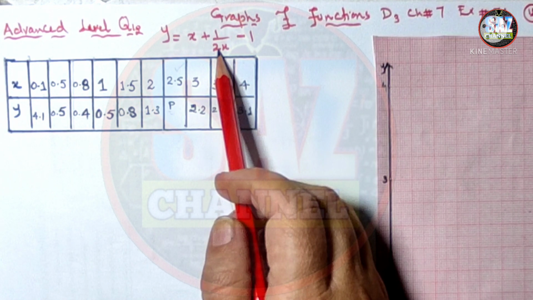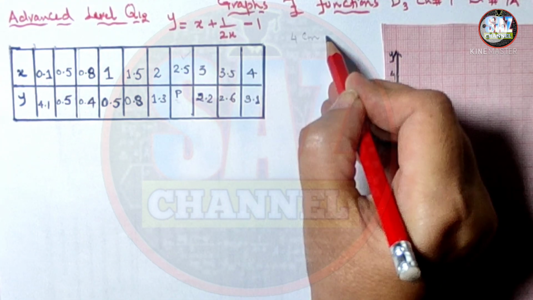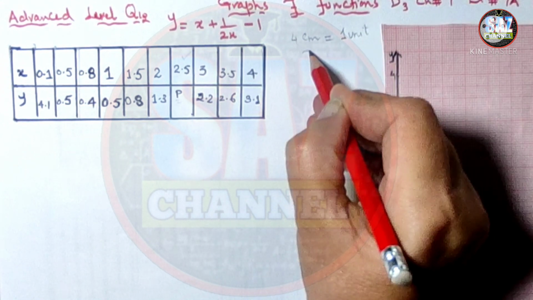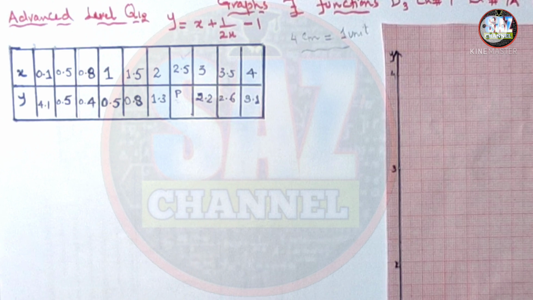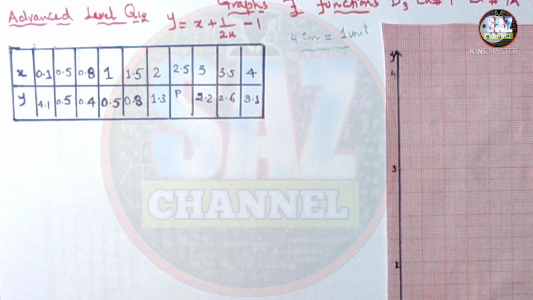The next part says, using the scale 4 centimeters to represent 1 unit on both axes. So 4 centimeters equals 1 unit for both axes. It's important to follow the instructions for the scale and understand it, because we have to locate the decimal positions as well. Some of my students find it difficult to locate the position for 0.5 and 0.8. So watch the lesson carefully and don't miss any part, because during the class I will be teaching you how to locate the position of different decimal places.